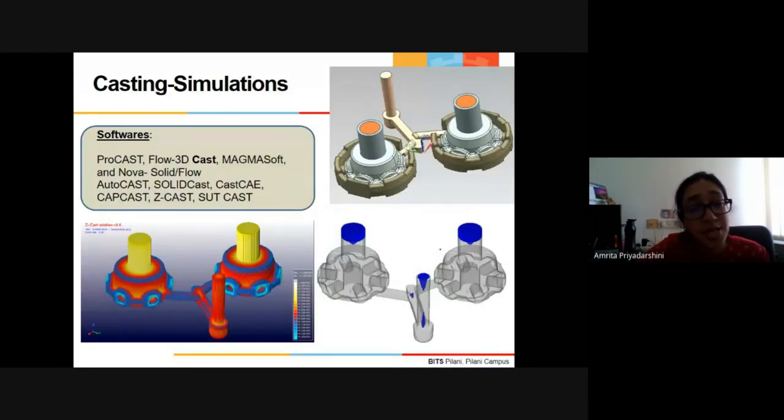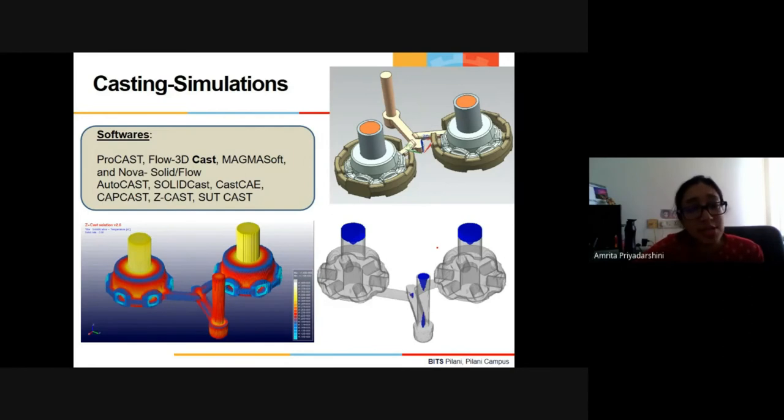Some of these softwares are Procast, Flow3D, MagmaSoft, and AutoCast. There are a lot of softwares dedicated to casting. Whatever you want, like temperature distribution, the flow, the pressure distribution, and the defects, you can see all those things, and you make some changes in the process parameters and again see how things work for the gating design. All of this can be done virtually, and you can simulate and see the output in terms of defects, temperature distribution, and material flow, and then decide on the gating design.